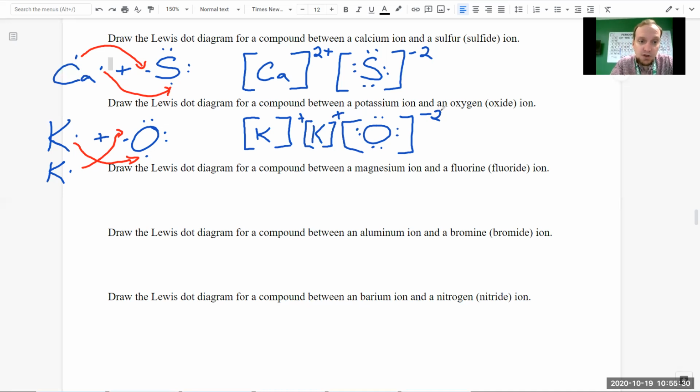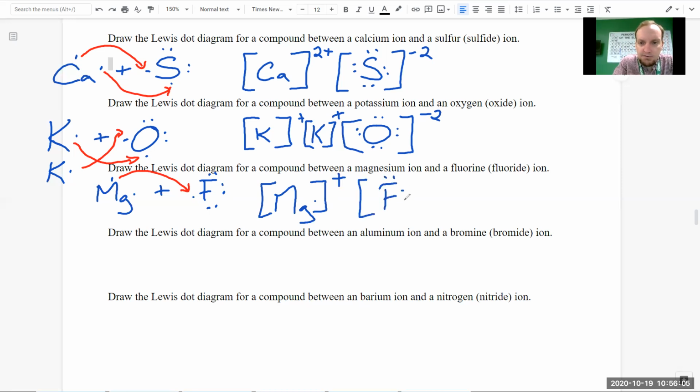The next one says draw the Lewis dot structure for a compound between magnesium. So magnesium, of course, is Mg. It has 2 dots. And a fluoride ion, so we add a fluorine: 1, 2, 3, 4, 5, 6, 7. Okay, so magnesium is going to give up one of its electrons right here. Let me draw that. We're going to have a magnesium here. It's going to have, so far, 1 dot, which means it's only a +1. And then we're going to have a fluorine with 8 dots, which makes it a -1.